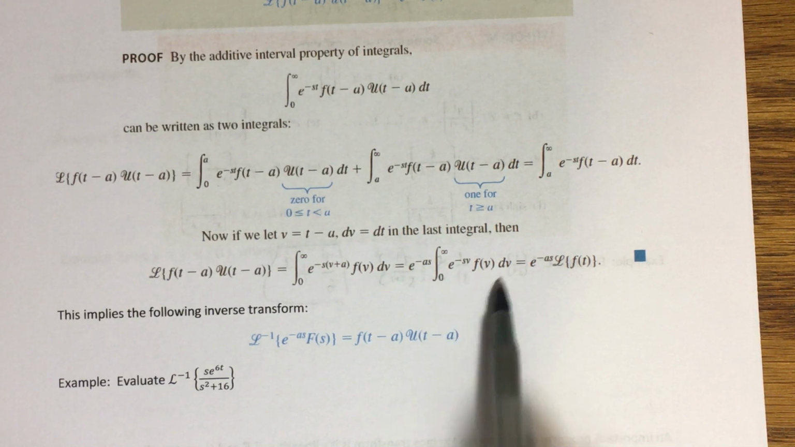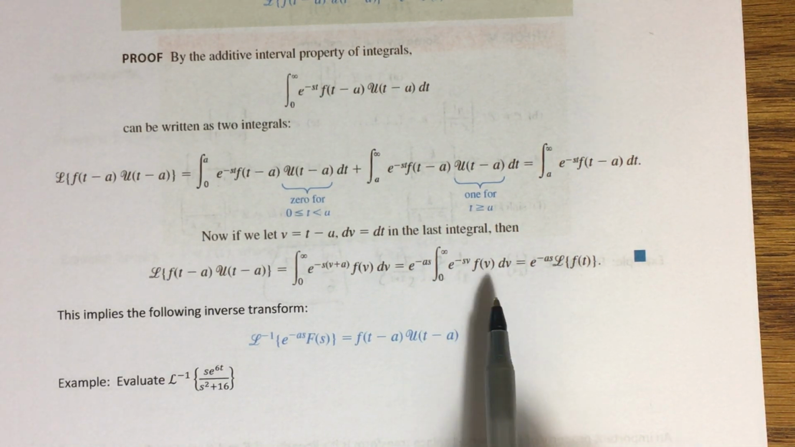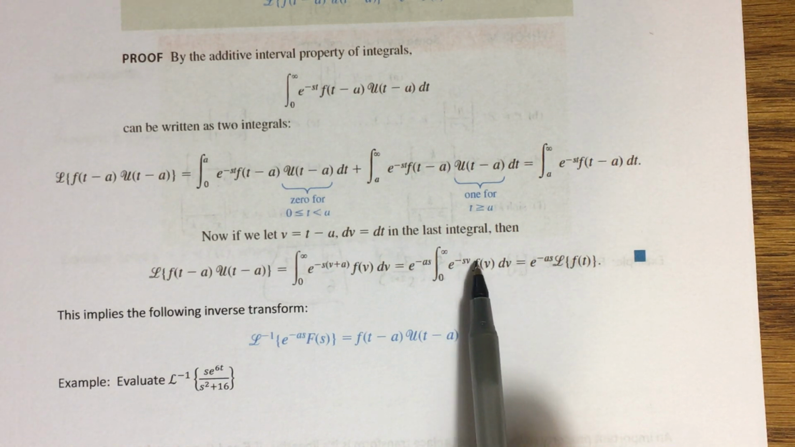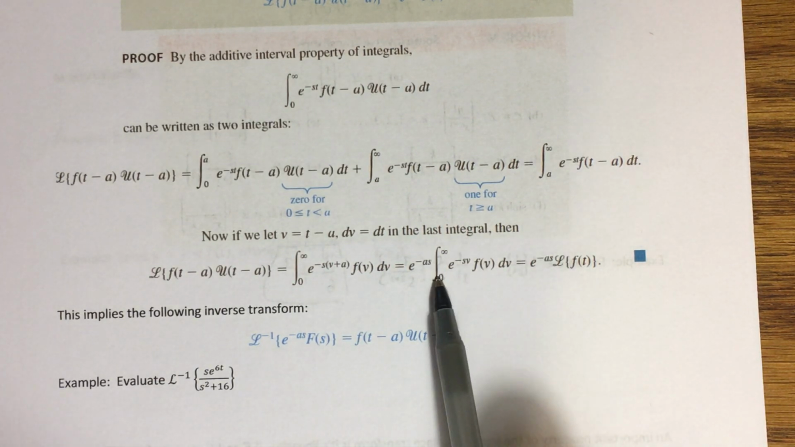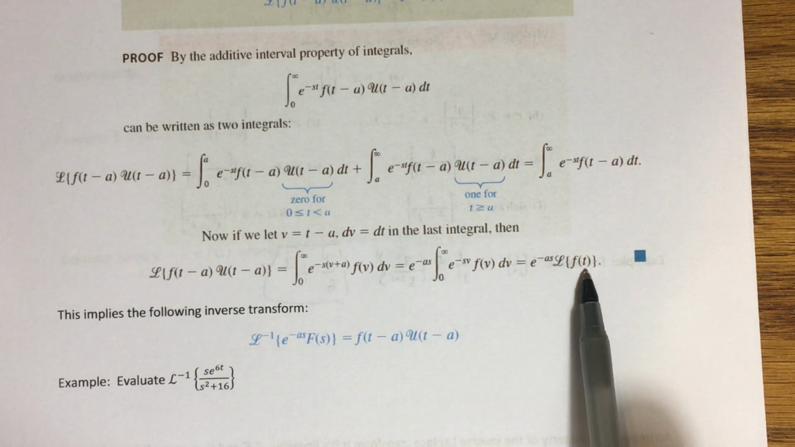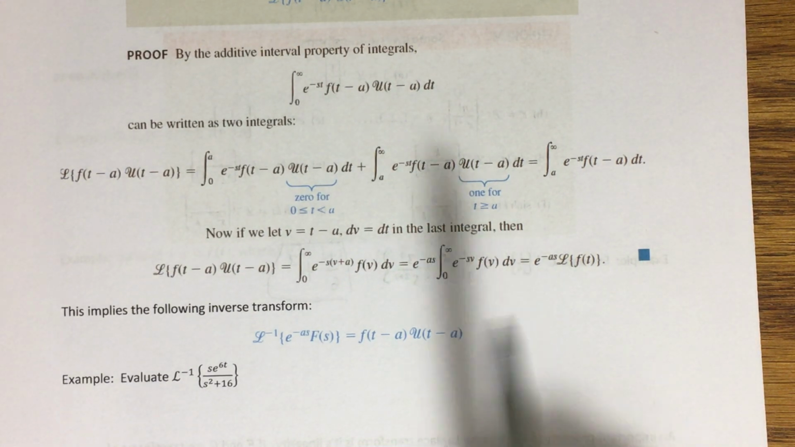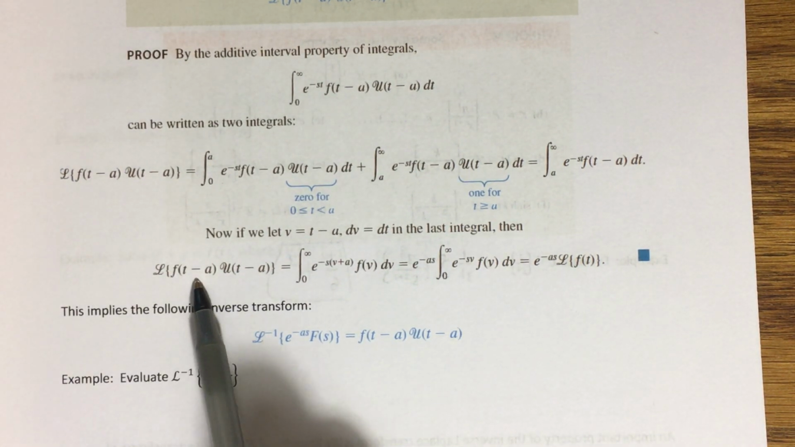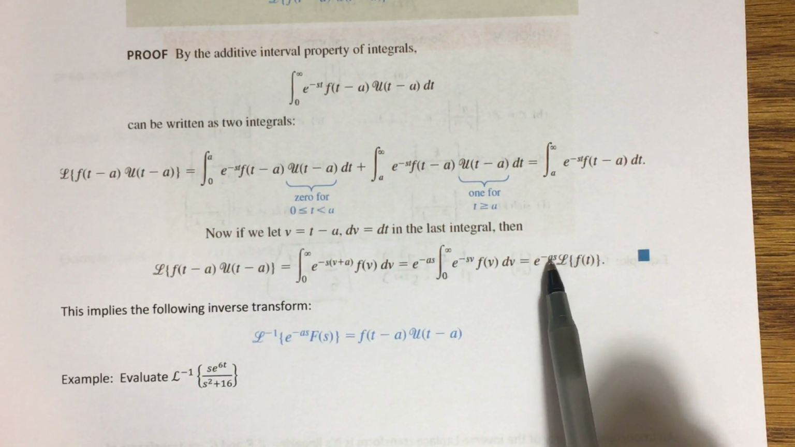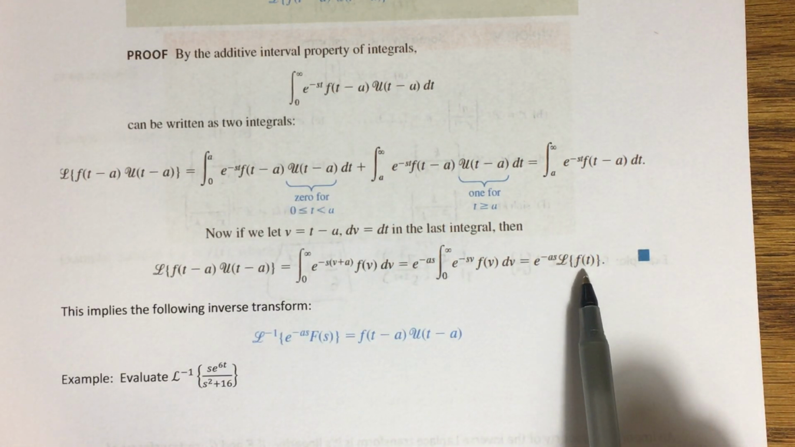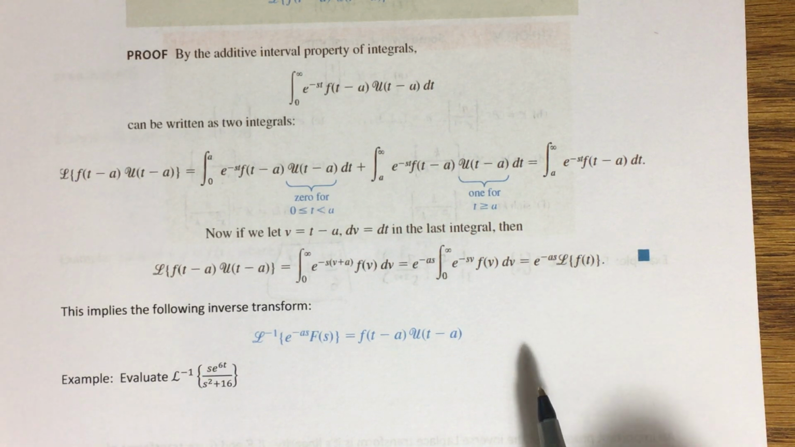This thing in here is exactly the form of a Laplace transform. And if I just change my v's back into t's, just relabel them, then this is the Laplace transform of f of t. So that establishes this theorem. Again, the Laplace transform of f of t minus a times u of t minus a is equal to e to the negative as times the Laplace transform of f of t.